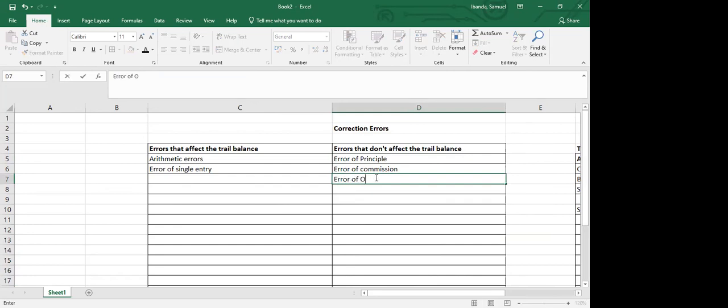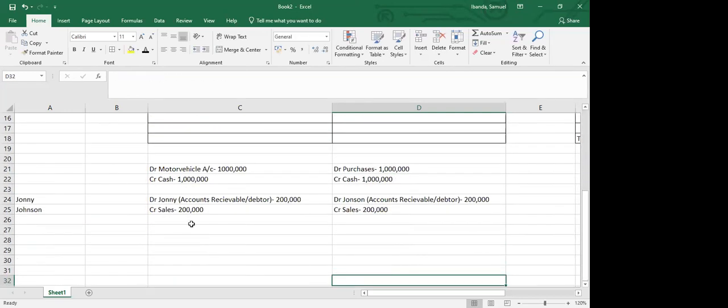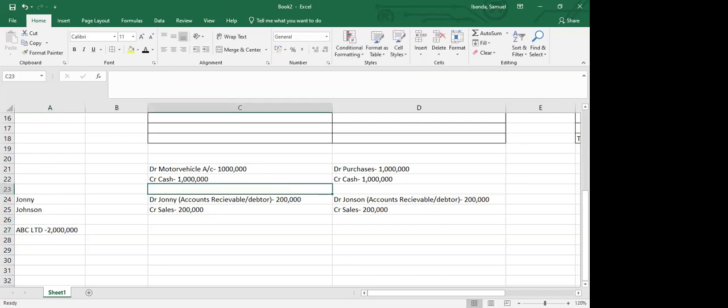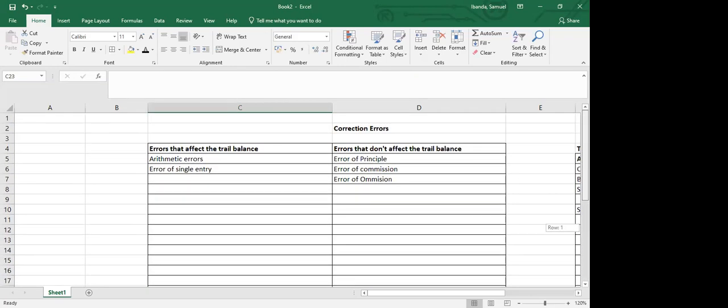So we can have these two as examples. It could also be an error of omission. Now, what happens with error of omission? What would happen is you totally miss out a transaction. For example, you could have purchased goods on credit from ABC Limited, worth maybe 2 million shillings. Now, you totally leave out this invoice. Maybe you misplaced it and you forgot about it, or whatever might have happened along the way. So as long as you missed out such an invoice, that would be an error of omission. So it will not be detected by the trial balance.